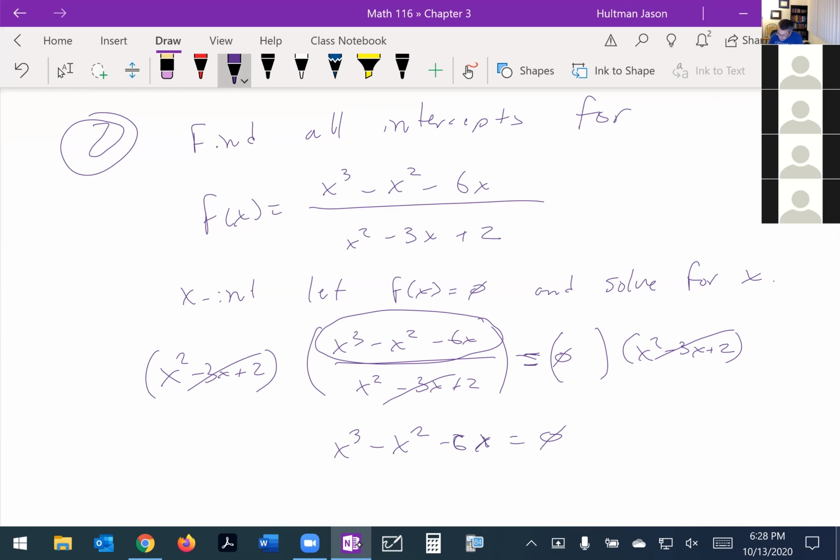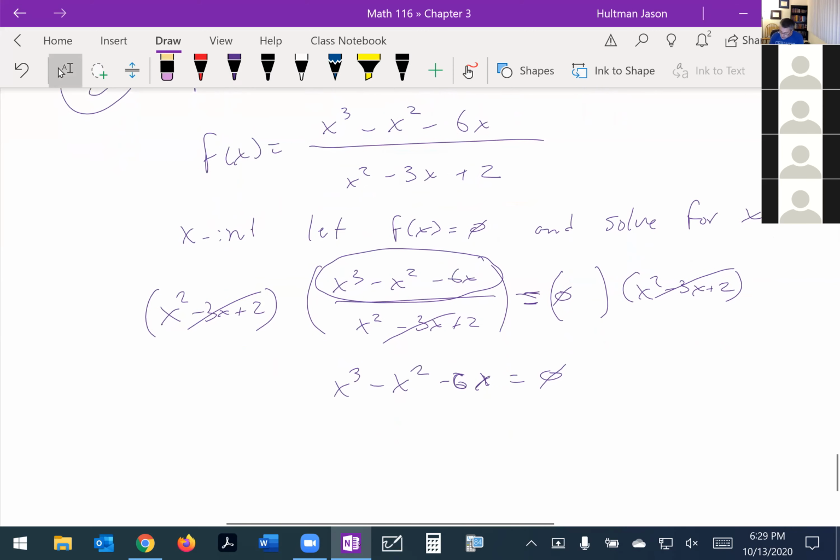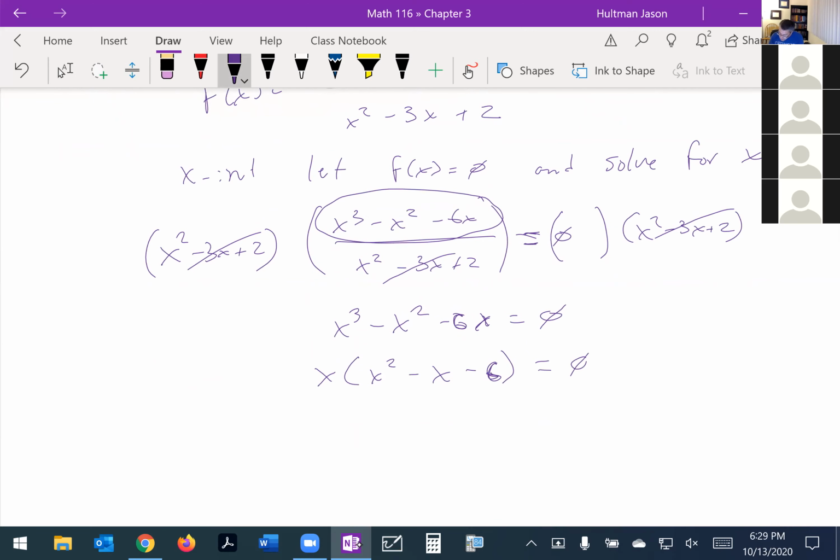Now we have to figure out what the zeros are, so I'm going to factor. I'm going to go x times x squared minus x minus 6 is equal to 0. Now I need two numbers that multiply to -6 but add to -1. Maybe that's -3 and 2. If I add those, I get -1, and if I multiply them, I get -6. So this is x times x minus 3 times x plus 2 equals 0.